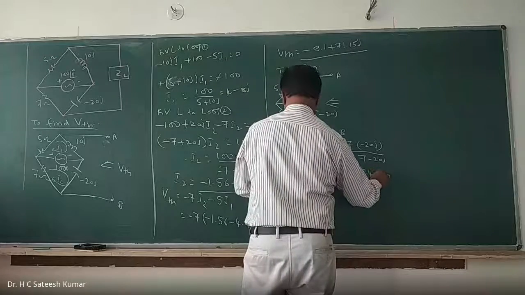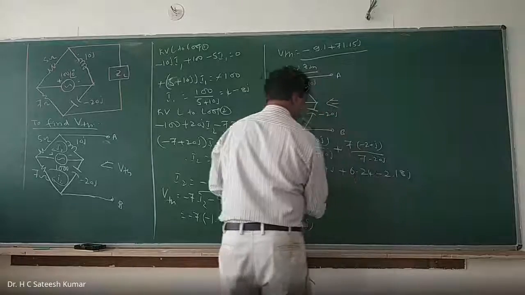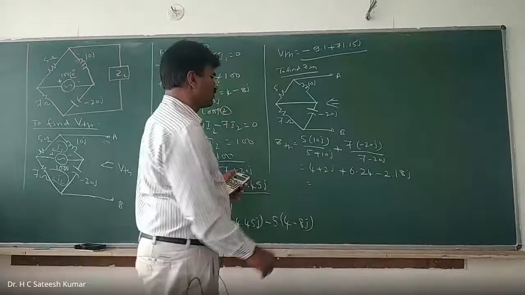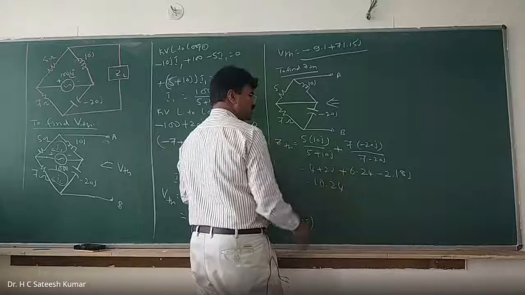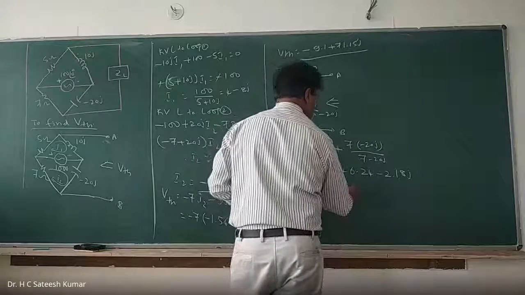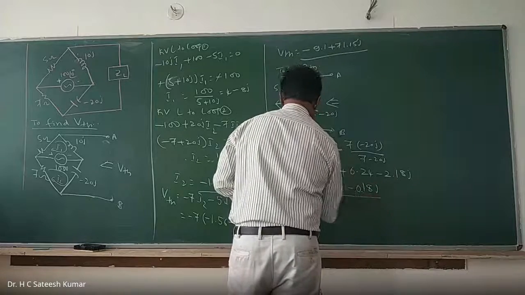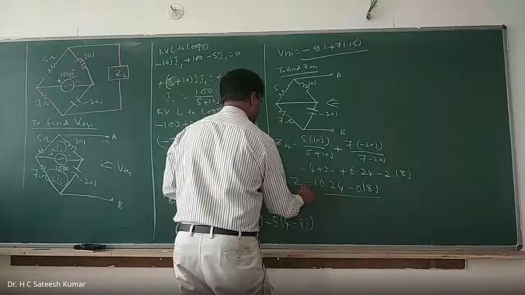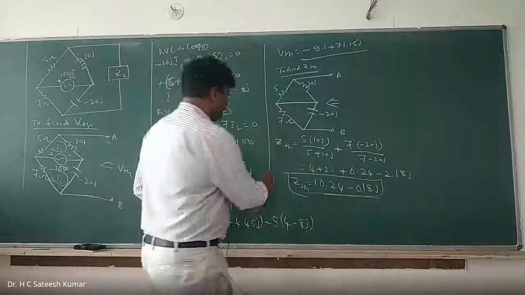6.24 minus 2.18j. Okay, right. That is 6.24 plus 4, 10.24. 10.24, and 2 minus 2j, that is minus 0.18j. Correct? That is your ZTH. Okay, right. Question is what? Make the ZL. ZL is for maximum power transfer.